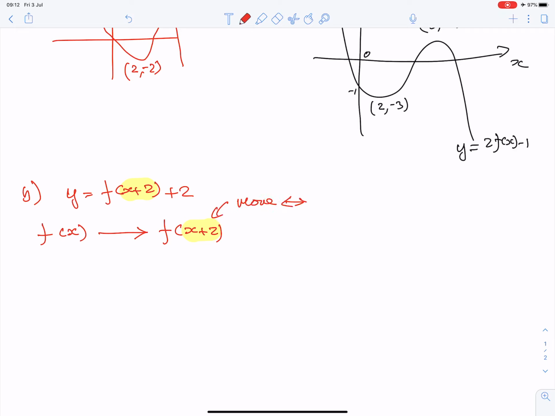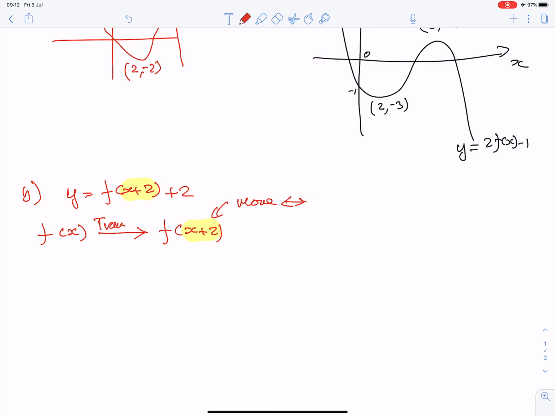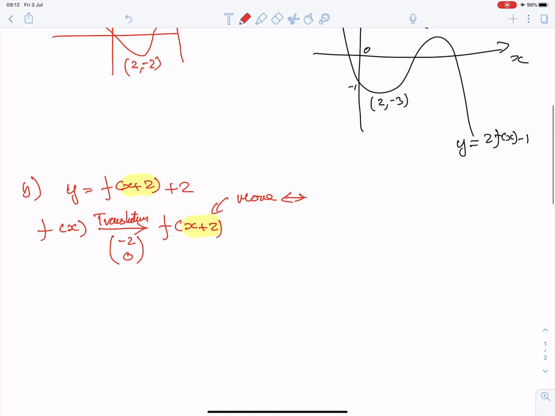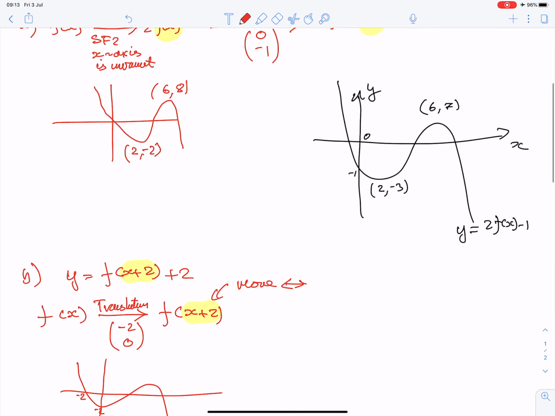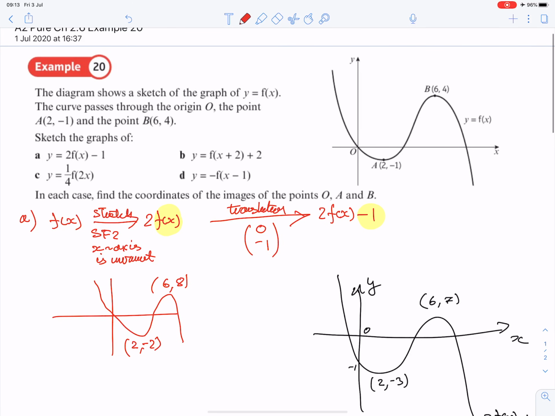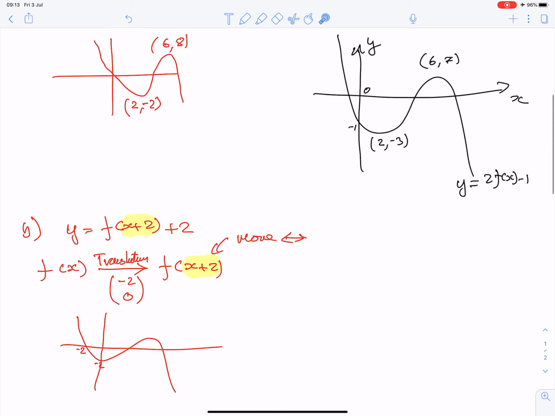Move sideways, it's next to the x. So we're going to get a translation because we're adding stuff. And this does the opposite to what you expect. So sideways, (-2, 0). So my graph, again, has the same shape. But this point has moved -2. And now my lowest point must be at -2 and on the axes because it's moved back 2. And my x-coordinate again here must have gone down 2, so that must be at (4, 4) now.